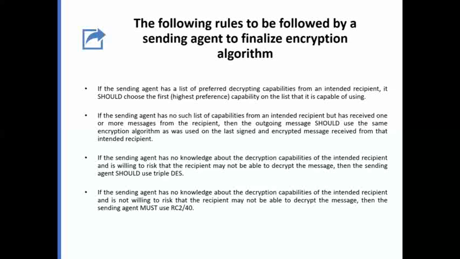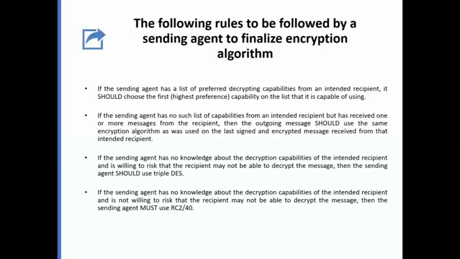Then the third rule says, if the sending agent has no knowledge about the decryption capabilities and is willing to take a risk, then he should use the triple DES algorithm. The fourth rule says, if the sending agent has no knowledge about the decryption capabilities and will not take any risk, then he must use RC2/40. So these are the four rules to be followed by the sending agent to finalize the encryption algorithm.